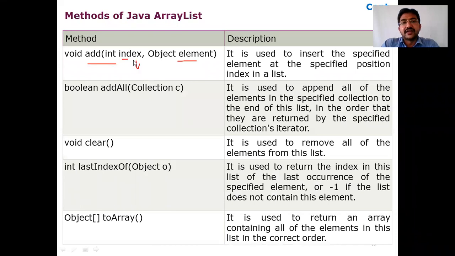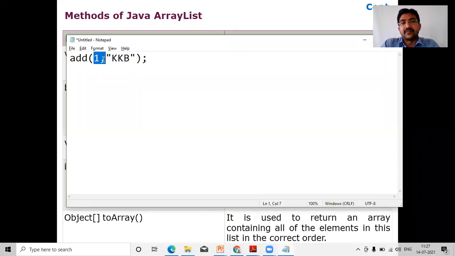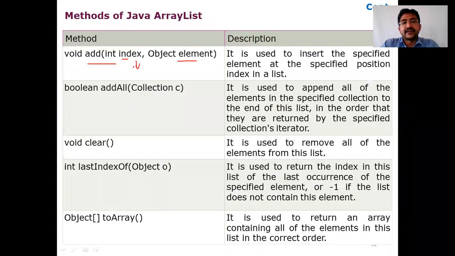Index is nothing but here 1. The index here is 1, or 2, 3, anything. At that particular index, if you want to add this element, you can add it. Or else addAll. AddAll means all the elements. Whatever elements you like to add, you can add them. Now to clear the array list.